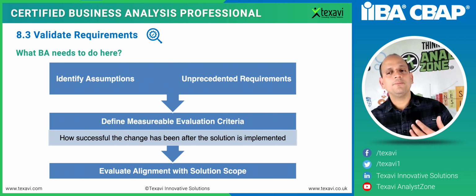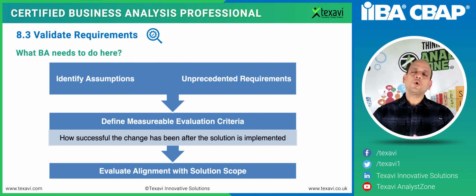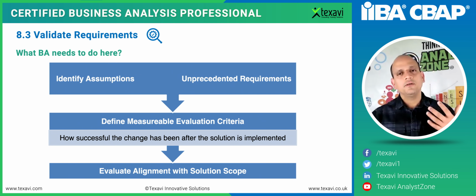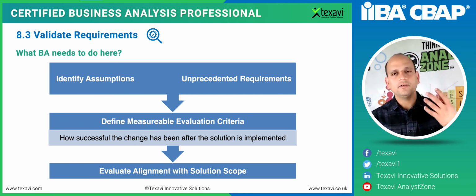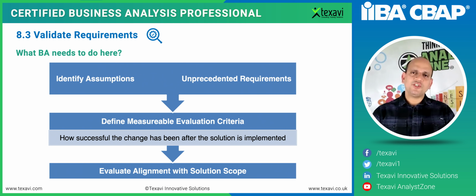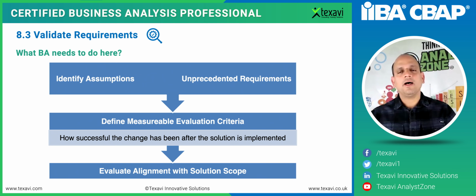And then sometimes it could be unprecedented, some things which we have not done before, some things totally new for us. Still, we need to cater to those requirements and address them. And then we should also try and come up with some kind of measurable criteria. What are the ways that we can assess these requirements? How can we make sure that we have got the requirements in the right place?